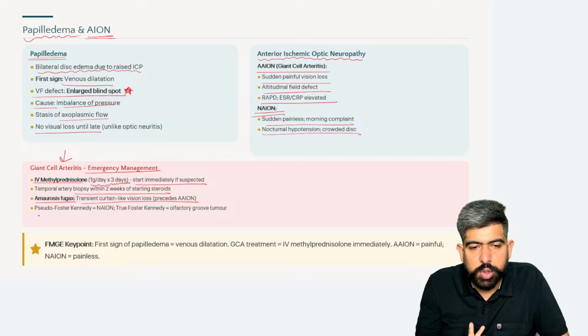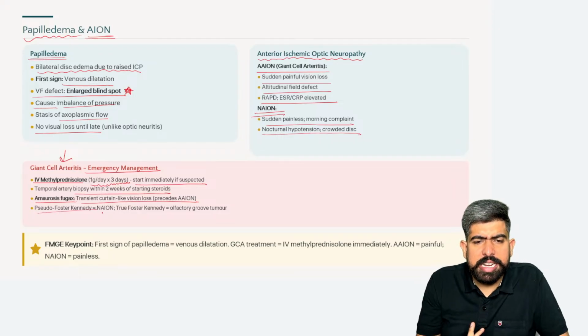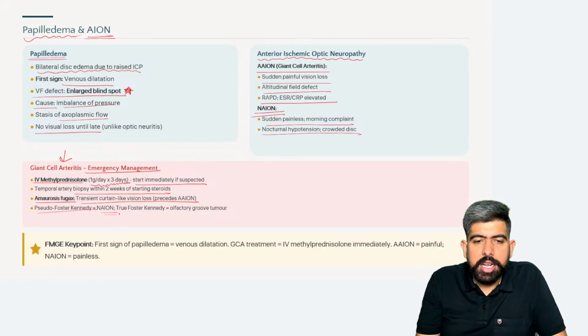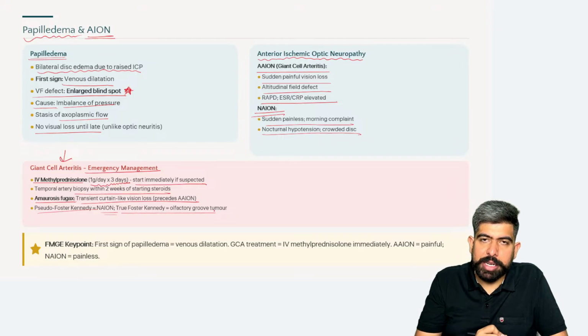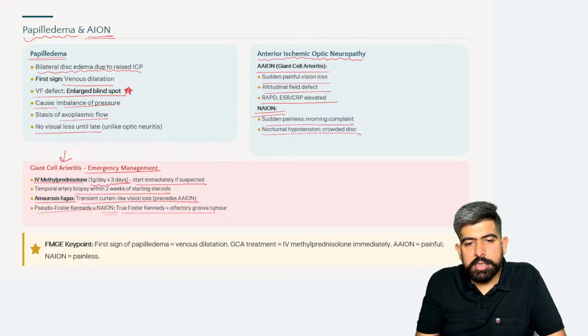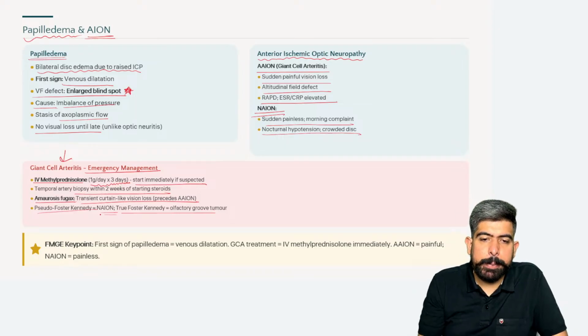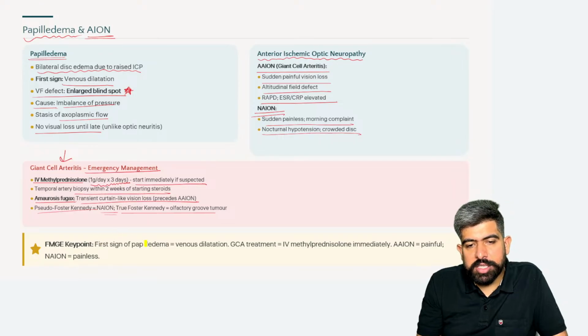Also, we can see the pseudo Foster Kennedy in the non-arteritic case, which is different from the true Foster Kennedy, which is the olfactory groove tumor, right? It can be seen in the olfactory groove tumor. Now, what are the key features? Please remember the first sign of papilledema is venous dilatation. Okay, it is your venous dilatation.